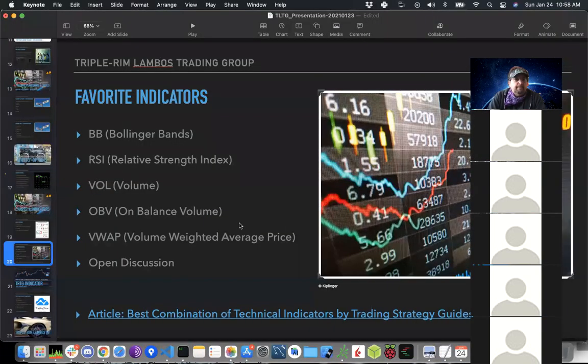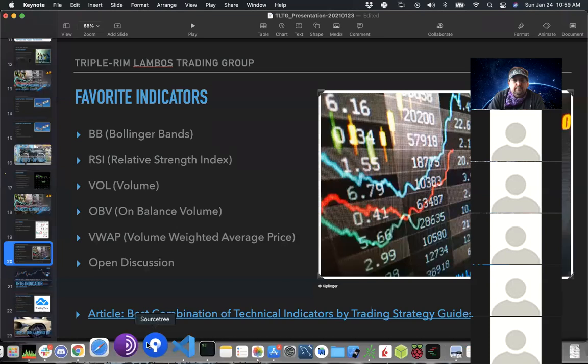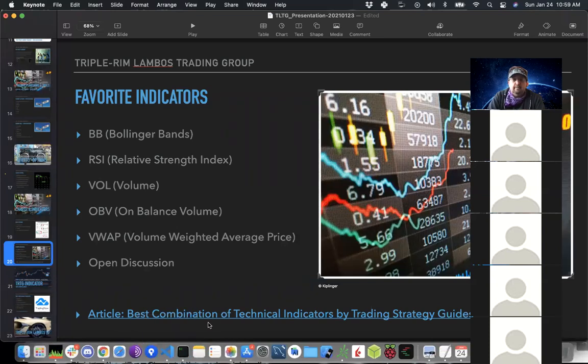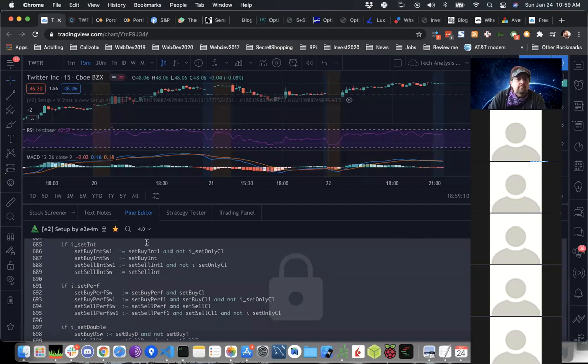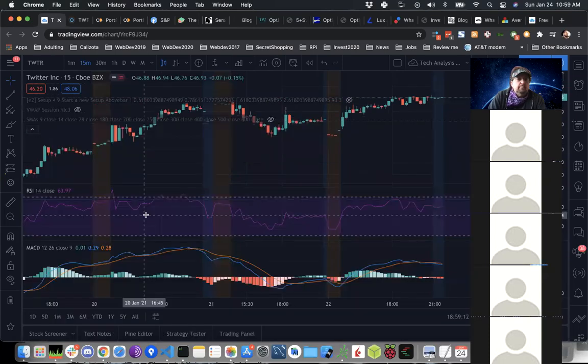But VWAP, OBV, volume, RSI, Bollinger Bands is one that I use a lot. Does anybody need a discussion on Bollinger Bands? Do you guys know what they are? Yeah, definitely. Okay. I was going to mention that, but I just saw it on your. No worries, no worries.